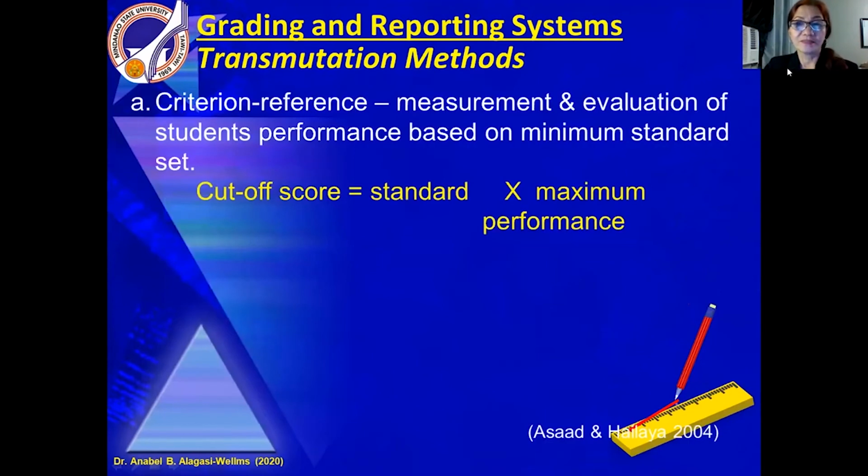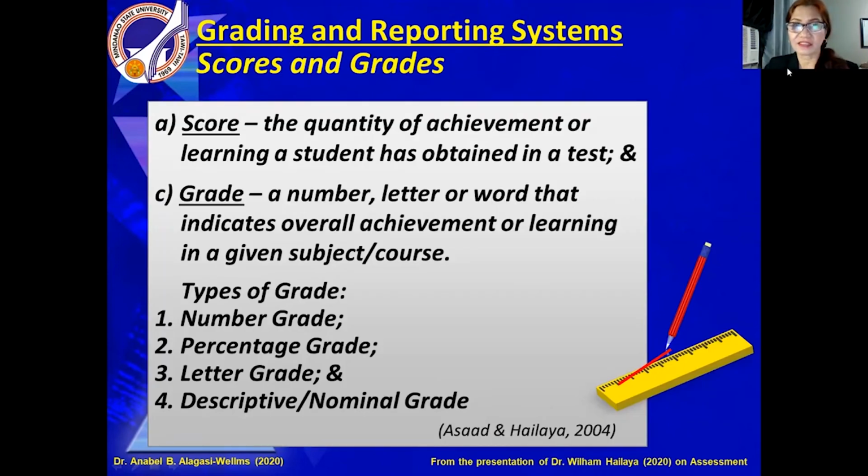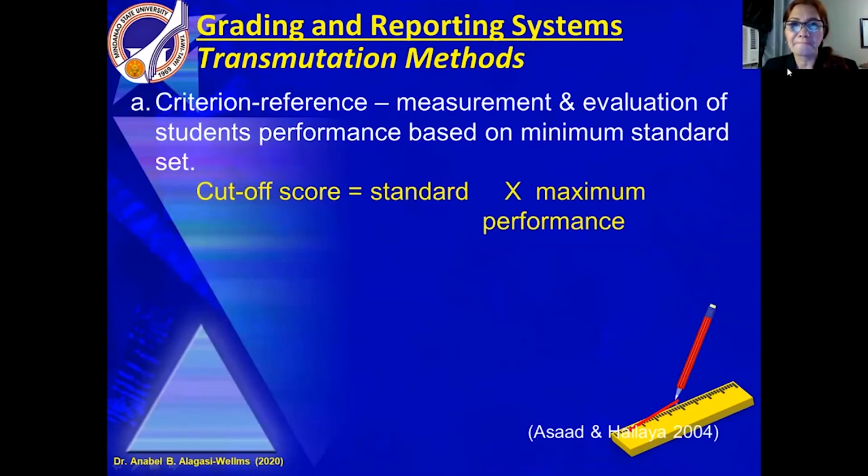We should know how to transmute these scores into grades. Because when you give a test and then you rate the test, you are only giving the score. You should be able to transmute from the score into grades. You call that transmutation methods. The transmutation of the scores of your pupils to grades, you have two, either Criterion reference method. Criterion, this is measurement and evaluation of students' performance based on minimum standard set. That's the formula. Cutoff score is equal to the standard times maximum performance.